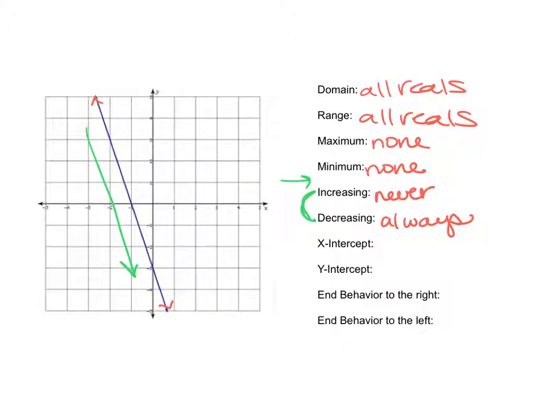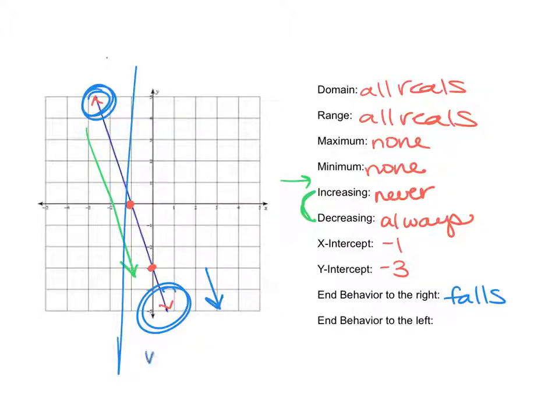The x-intercept is where it crosses the x-axis. So this crosses the x-axis here at -1. The y-intercept is where it crosses the y-axis. So in this case, that's going to be here at -3. The end behavior to the right, that's this. The graph is going down, so we say that it falls. And over here, on the left side of the graph, because you know this is the right side, this is the left side. So the left side of the graph, it's going up, so we say that it rises.